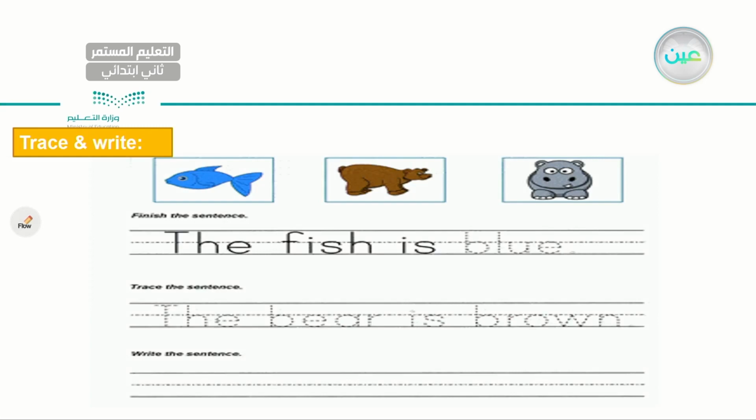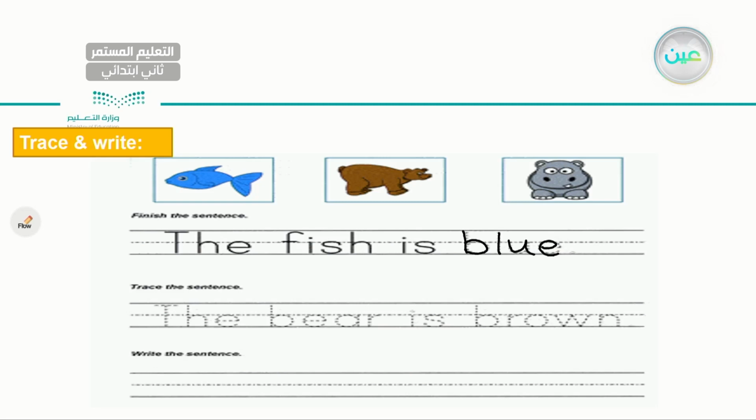Now, we copy and we trace a word. Now we are going to trace a whole sentence. Let's start with the first one. For the first one, I have the fish is blue. Okay, let's try to trace the last word. The last word is blue. Okay, the fish is blue. Now, second one, the bear is brown. Let's trace that one.